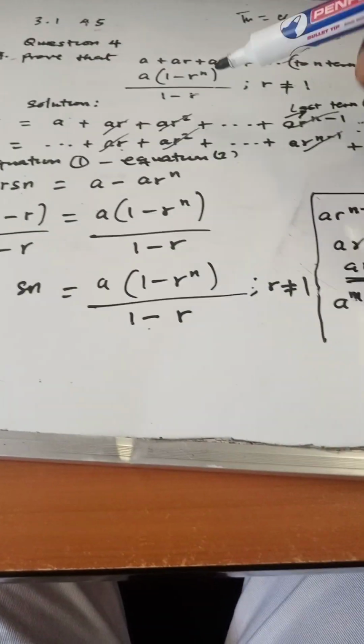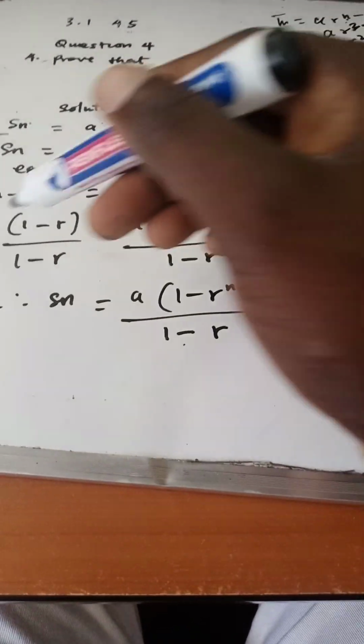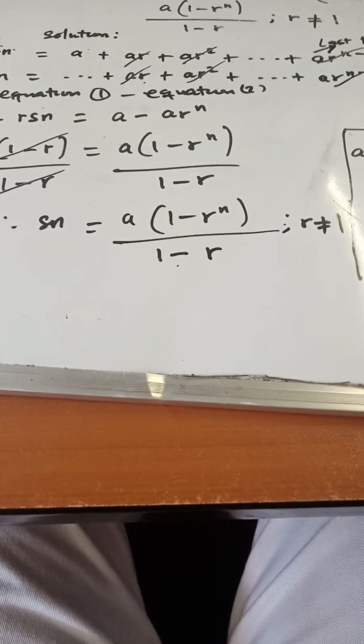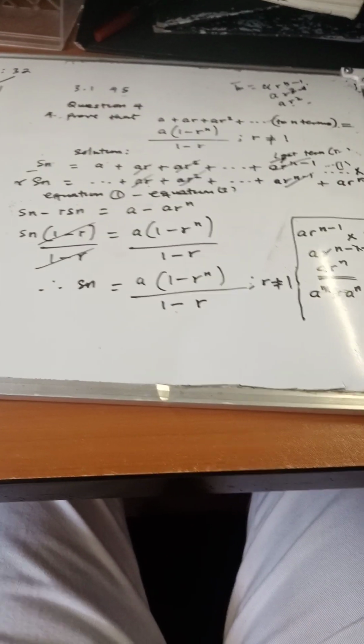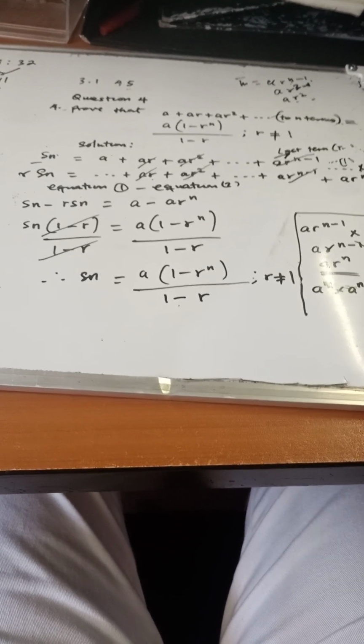Now the formula says I must get the denominator to be 1 minus r. So I go to the left hand side, it's multiplication. I have the right to divide both sides by 1 minus r, and here also by 1 minus r. This will cancel the bracket here. Therefore, what is left? Sn is equal to a into bracket 1 minus r to the power n, over 1 minus r, where we say r cannot be equal to 1. So that is how we prove this formula.